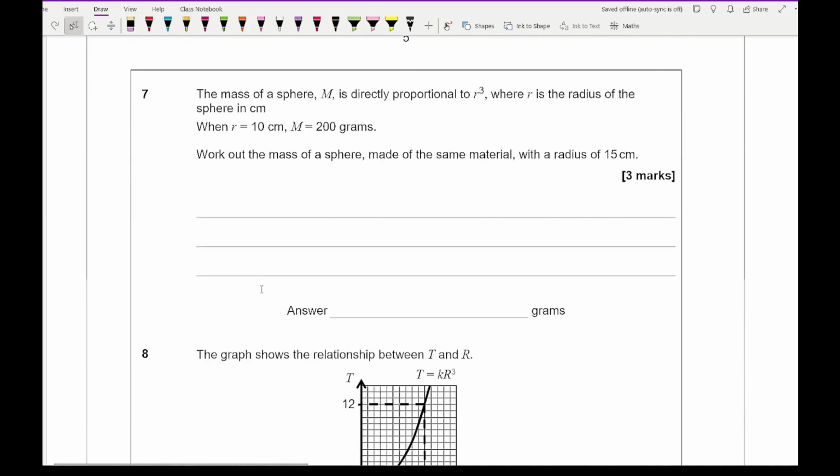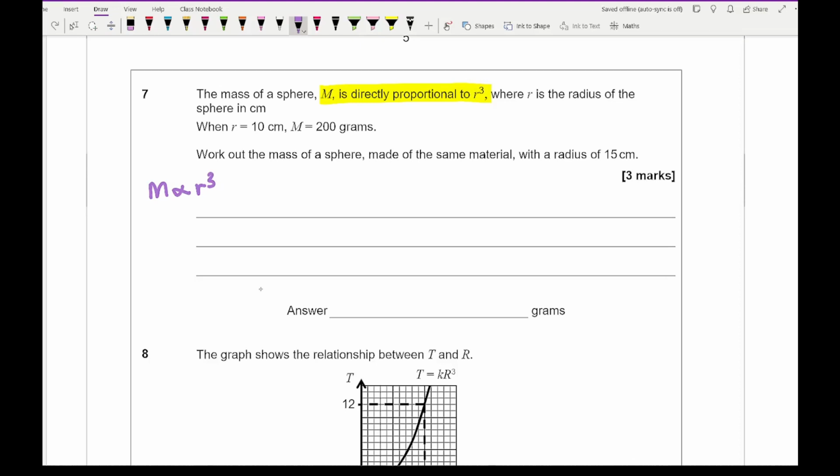Moving on to question 7, it says the mass of a sphere m is directly proportional to r cubed, where r is the radius of the sphere in centimetres. When r equals 10, m equals 200. Work out the mass of the sphere made from the same material with a radius of 15. So first things first, I need to translate this into the correct notation. So here m is directly proportional to r cubed.